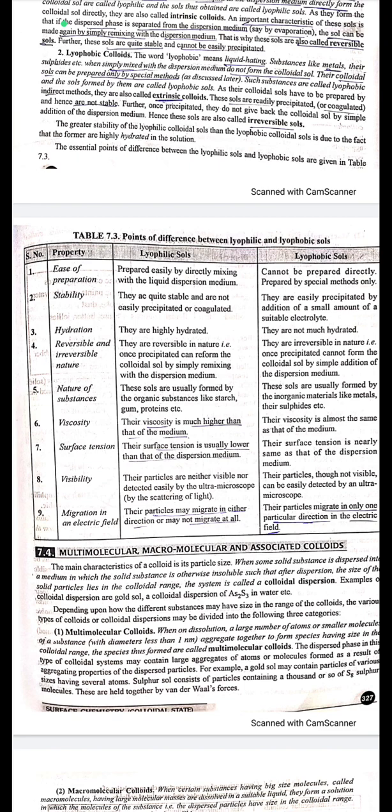Their viscosity is much higher than that of the medium. Their surface tension is usually lower than that of the dispersion medium. Their particles are neither visible nor easily detected by the ultramicroscope by the scattering of light. Their particles may migrate in either direction or may not migrate at all.